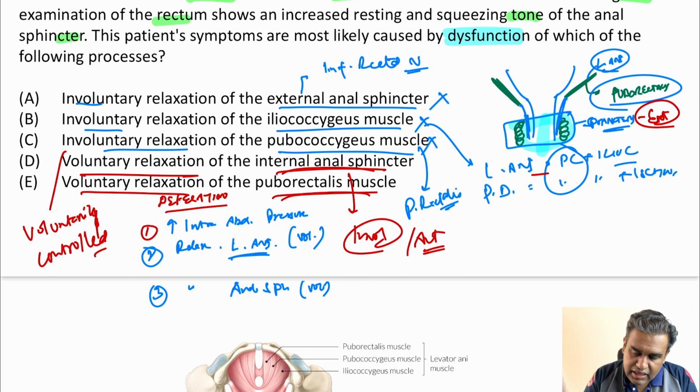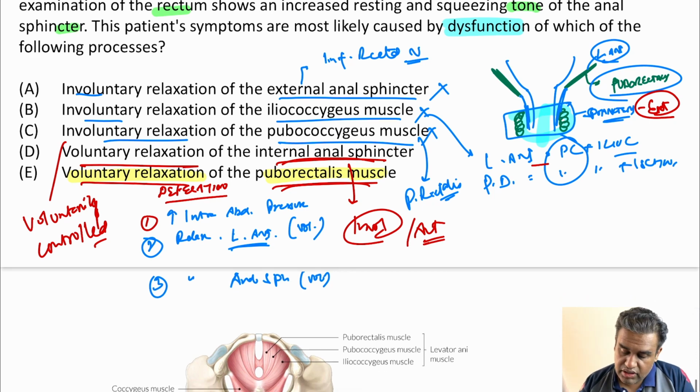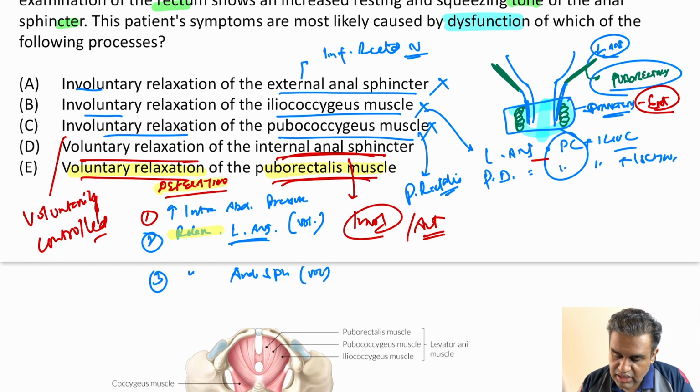So, we are actually left with option number E, that this patient's condition, where you have an increase in the tone of the sphincter, is due to dysfunction of the voluntary relaxation of the puborectalis muscle. So, the puborectalis muscle is not able to relax voluntarily. As I told you, for the defecation process, we need to relax the levator ani or the puborectalis voluntarily, or we need to relax the external anal sphincter, not the internal.